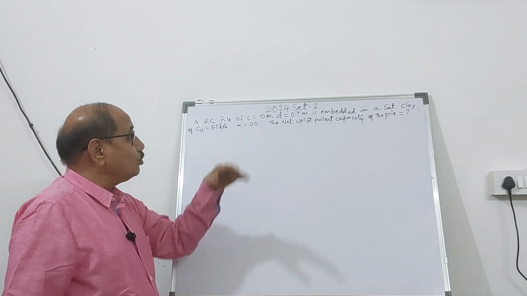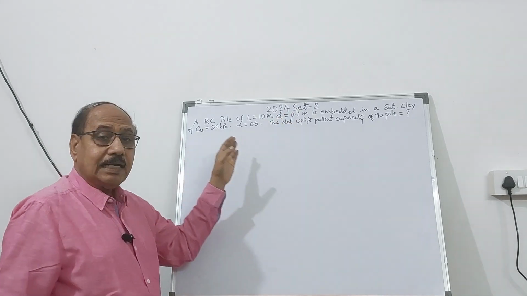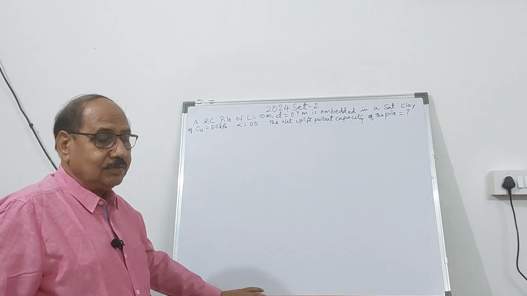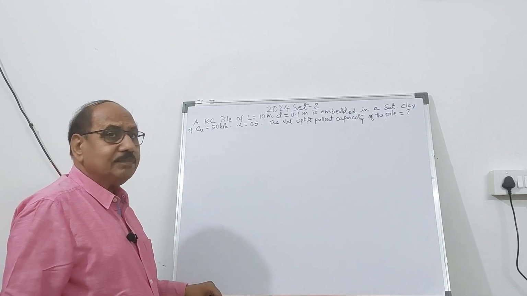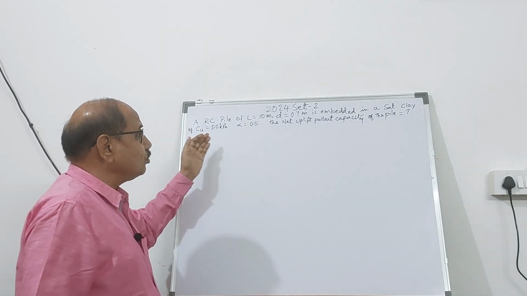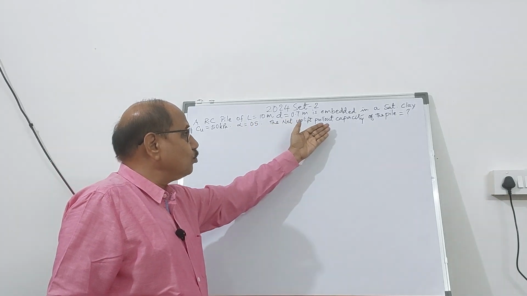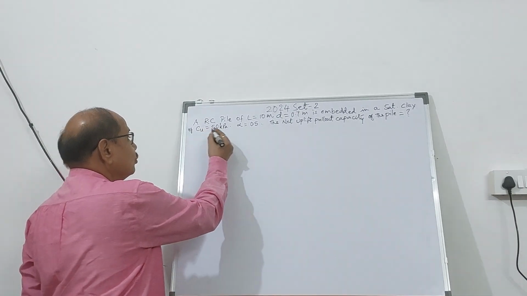We will begin with 2024, set 2, and it's on deep foundation. In the last videos, we have discussed the deep foundation. So this problem is related to the net uplift pull-out capacity of the pile. And the details are given to you.